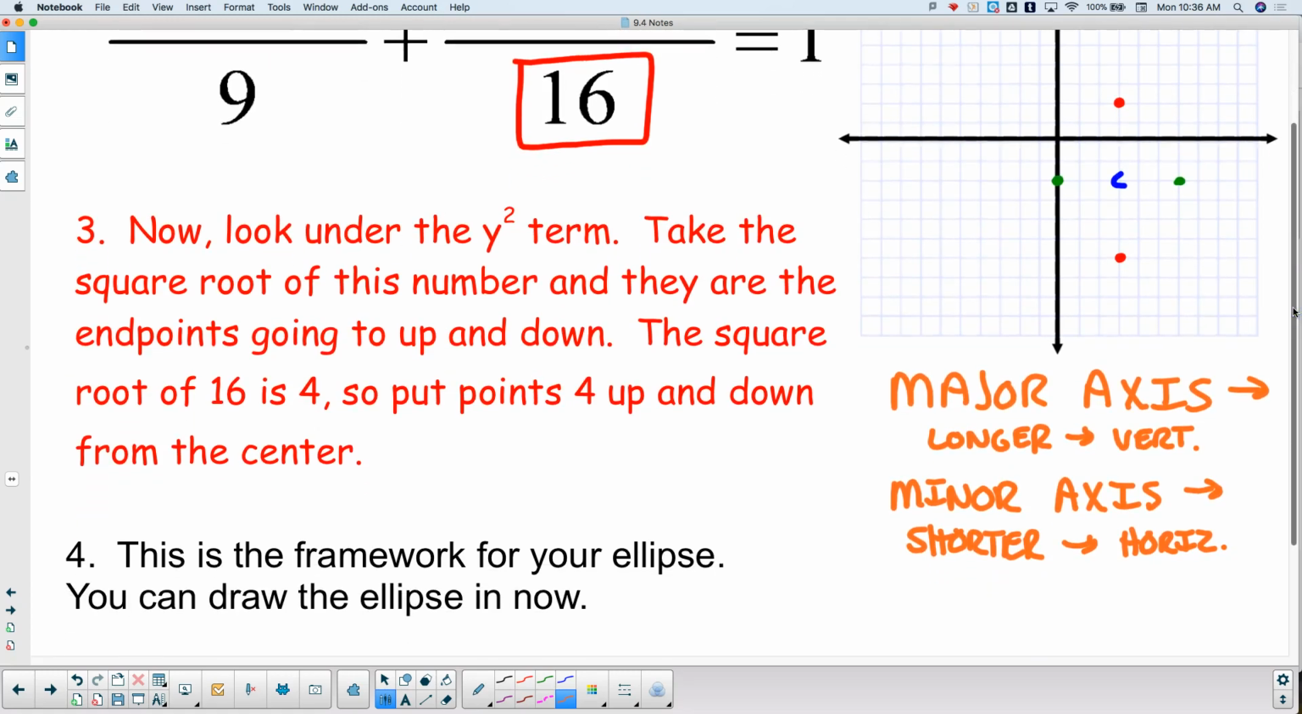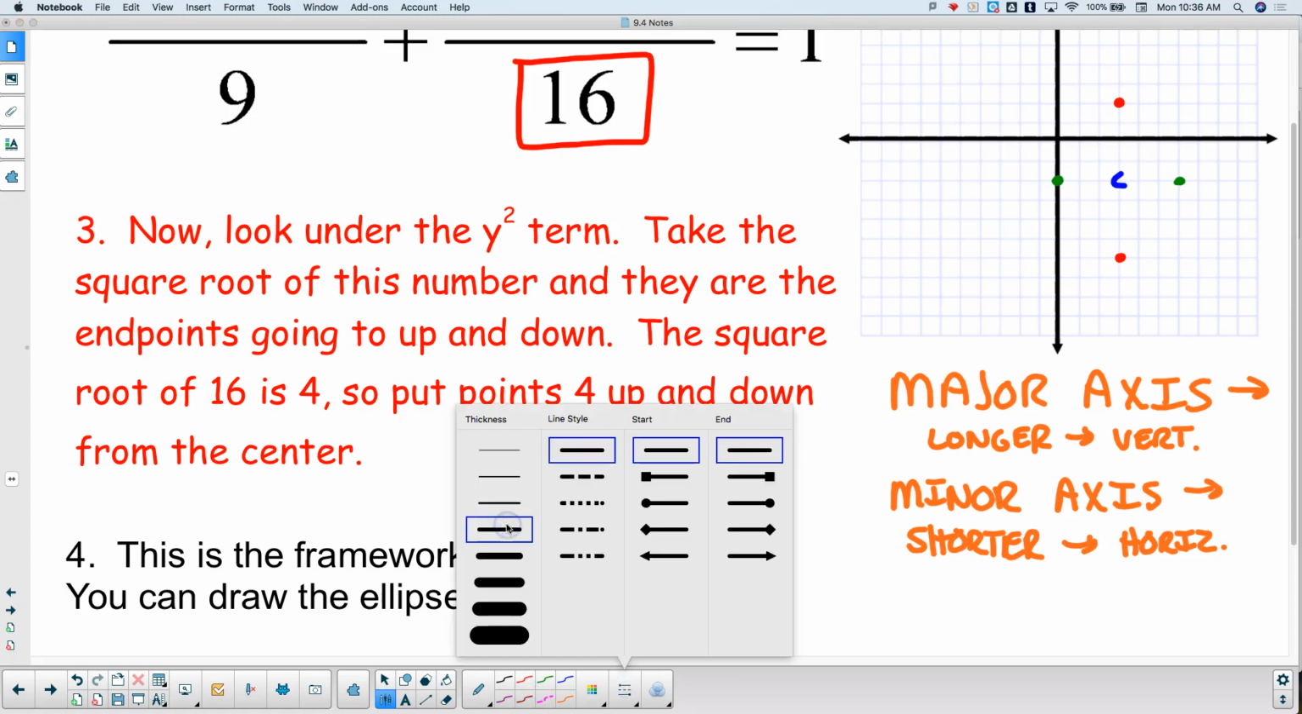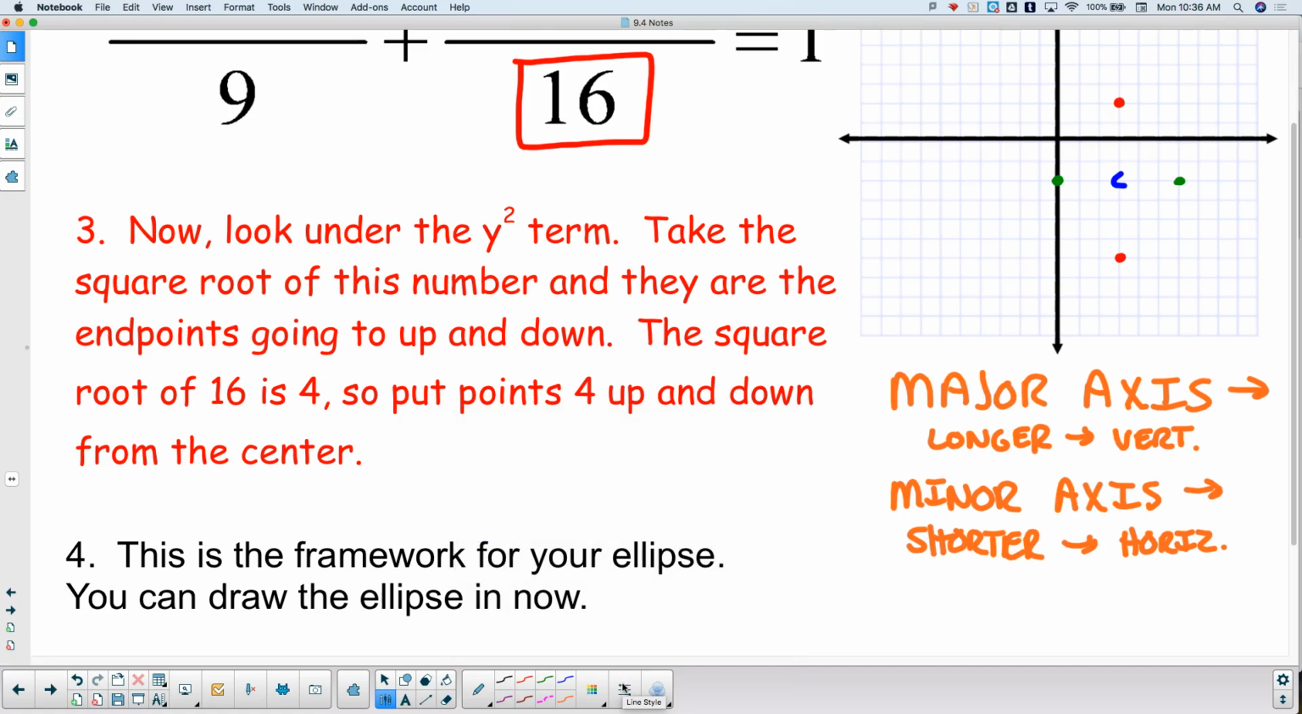Step 4 says, this is now the framework of our ellipse, so we are able to draw that ellipse in. Now again, it's not a diamond. There's curve to it. So take some time, piece by piece, little by little. Maybe you have to erase a little bit. When I was correcting tests last night, I only saw one pretty close to a diamond.